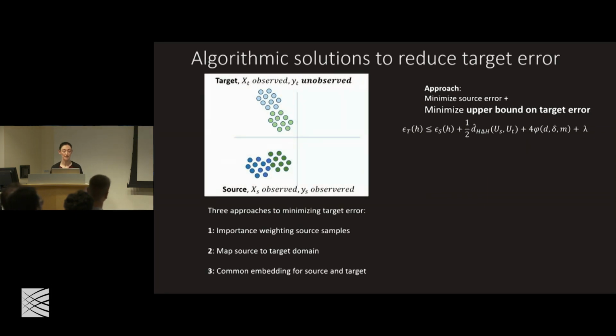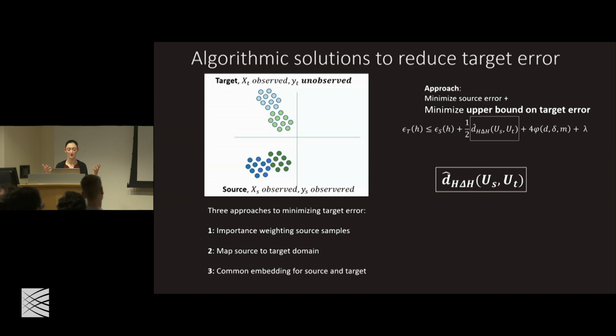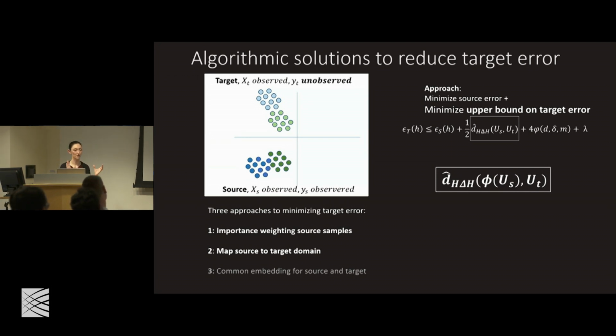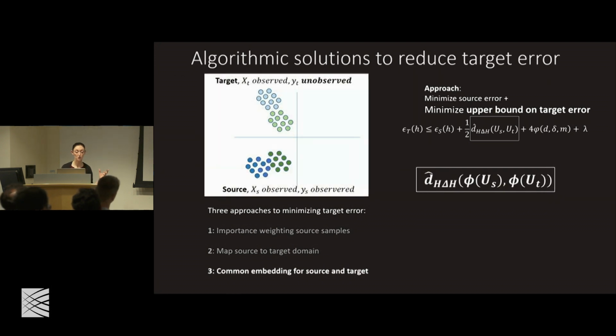So some solutions that have sought to minimize this target error, either directly or indirectly in their implementation, are importance weighting across source samples, mapping the source to the target domain, and finding a common embedding for the source and target domain. In every case, they're really looking at this H distance. But the H distance is fixed. Your data is what it is. The distance between your source and target domains is what it is. So the way these deal with it, in the first two cases, it's as if you put a function on the source domain in order to minimize that distance between the source and the target domain. And in the third approach, where you find a common embedding, you find a function that, combined, makes the source and target domain both closer.